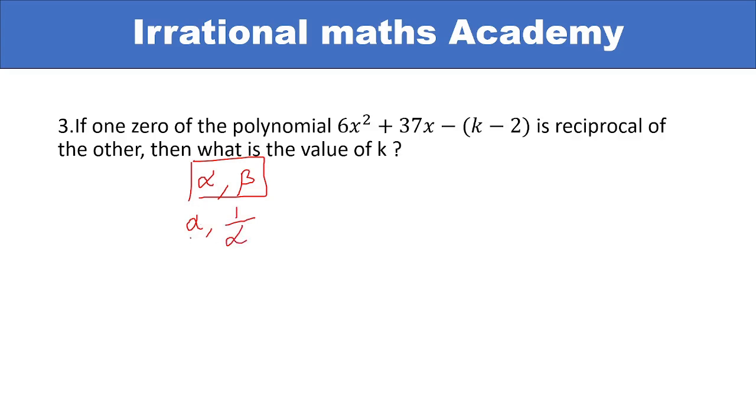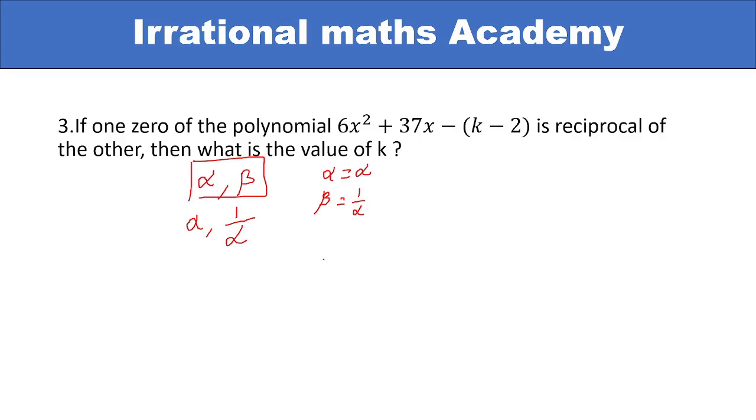If I take alpha, the other zero of the polynomial should be 1 by alpha. If you take beta, the other should be 1 by beta. Or if you want to understand here, alpha, you take it as alpha. But in place of beta, you have to take it as 1 by alpha. Okay, don't take beta. If you take beta, you will never get the answer. Is this clear?